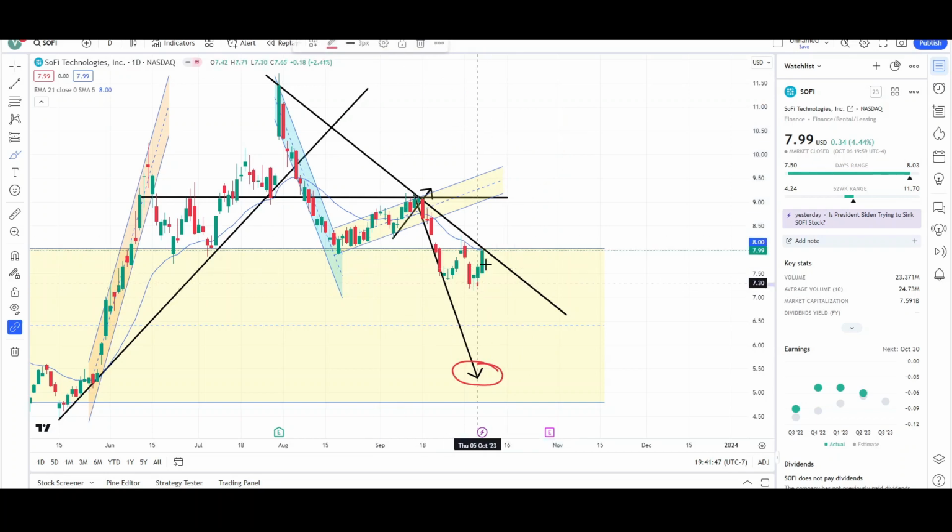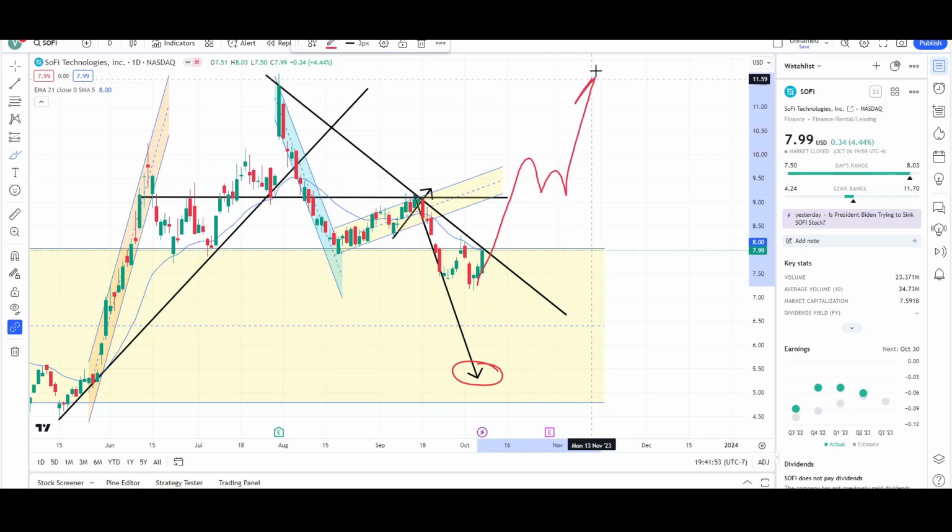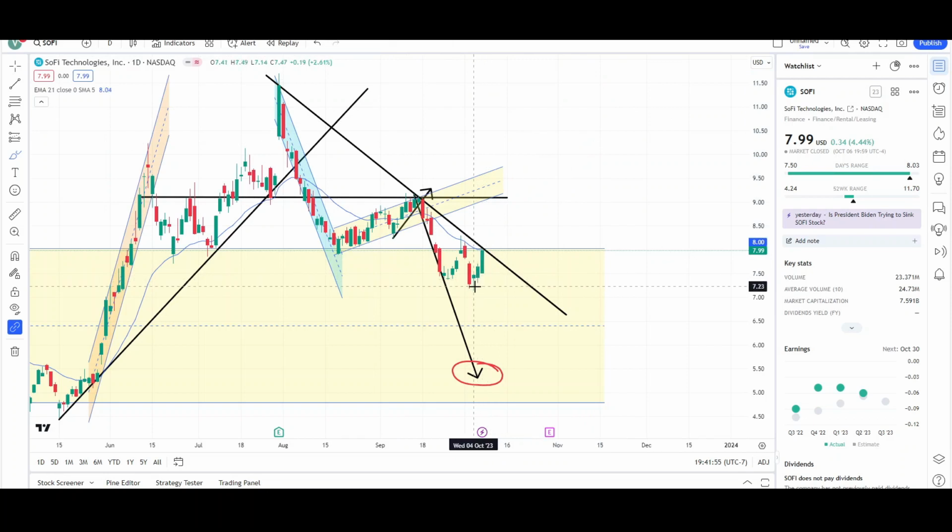If price doesn't do that, it might just continue to push up higher. Then what I want to see is price maintaining support above the $9 level and then continuing higher from there. But either way, this is what it's setting up to do. Either a failure at the $8 level for higher prices or a failure at the $9 level for higher prices.